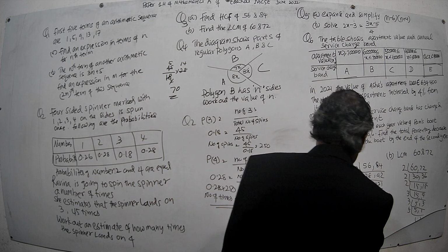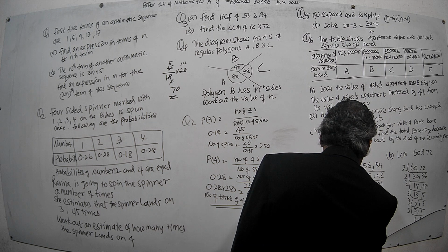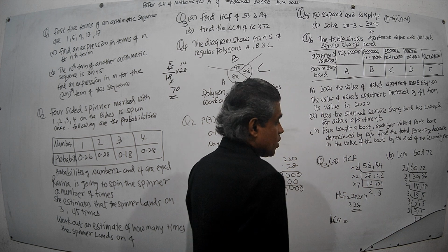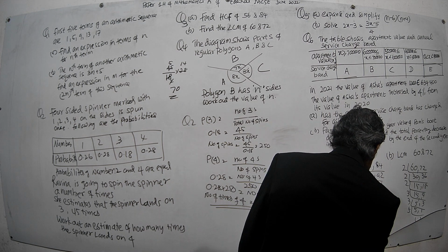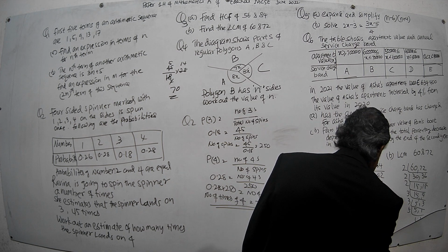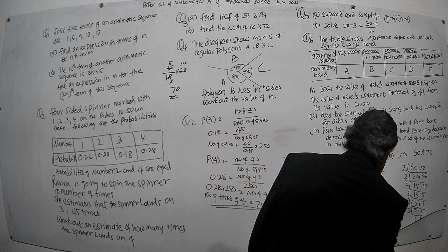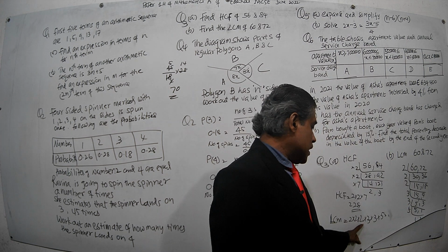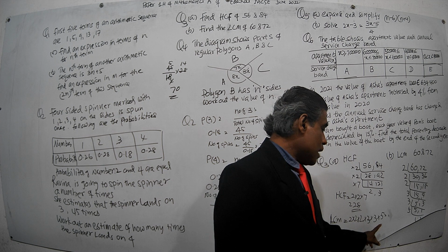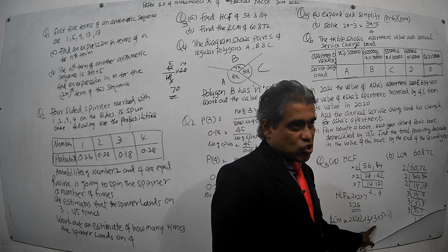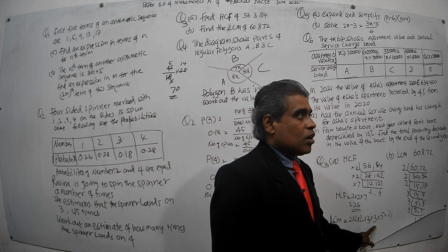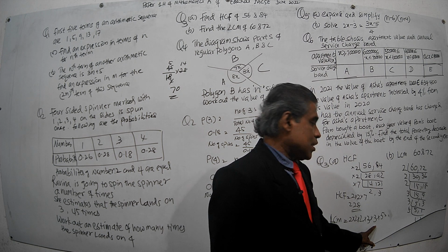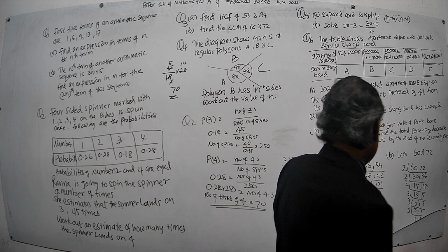LCM equals 2 into 2 into 2 into 2 into 2 into 3 into 3 into 5. Then we will calculate. 2 times 2 is 4, 4 times 2 is 8, 8 times 3 is 24, 24 times 3 is 72. Then 72 times 5.